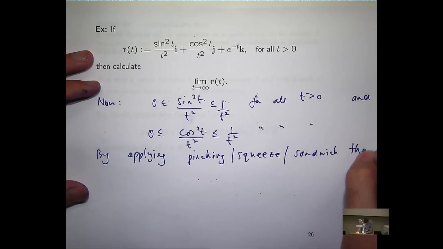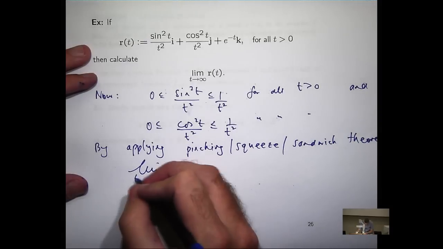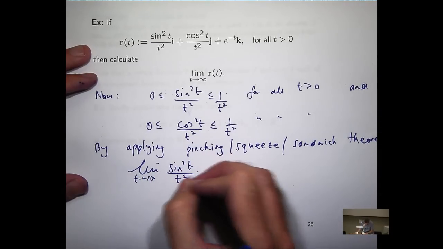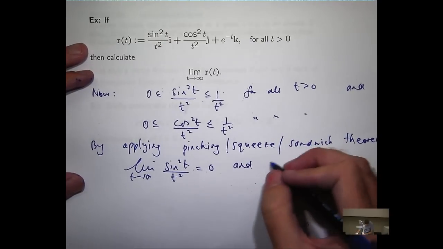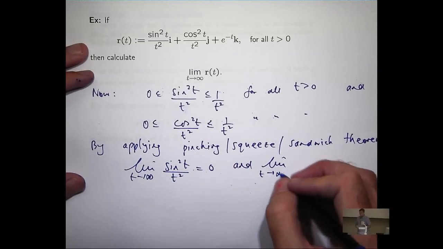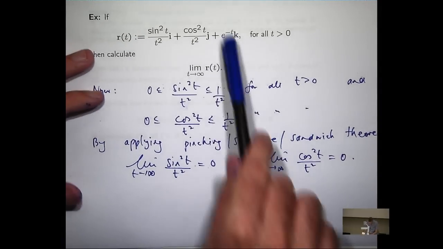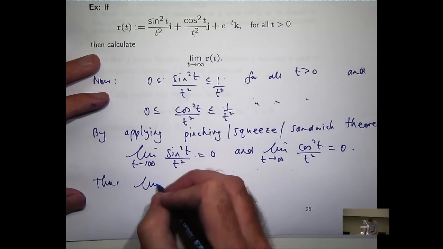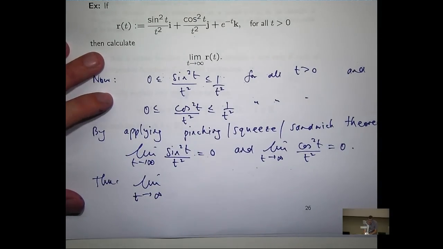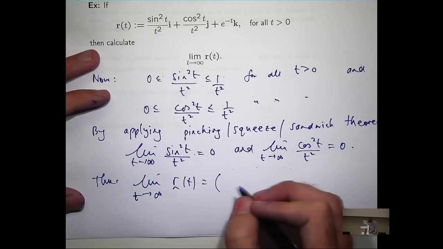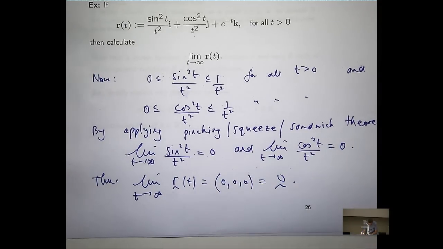Sandwich. So we know the limit of this is going to be 0 as well. Okay. So again, this is just an illustration of applying first-year techniques to the individual component functions. So you can do that. That's an important thing to recognise.